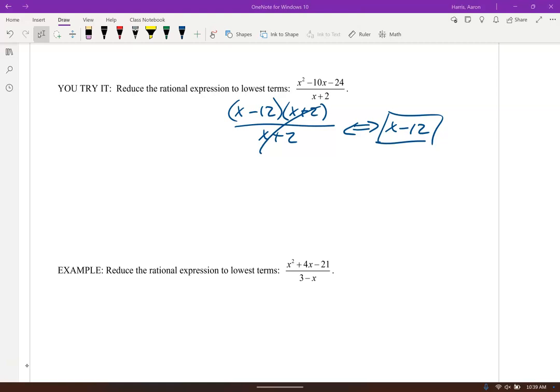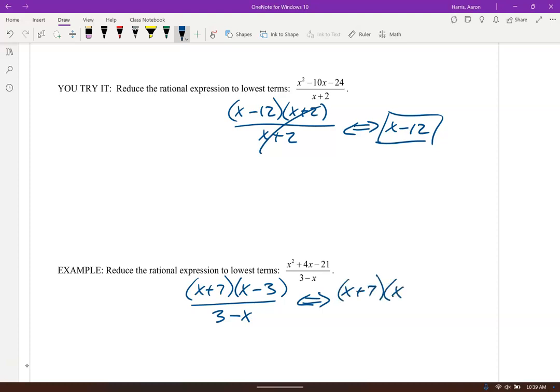Let's do this next one. We got x plus 7 times x minus 3. Now, notice on the bottom, I don't have anything that cancels right now because I have 3 minus x, not x minus 3. So what I could do, though, is I'm looking at my denominator, and I'm like, gosh, can I manipulate that?